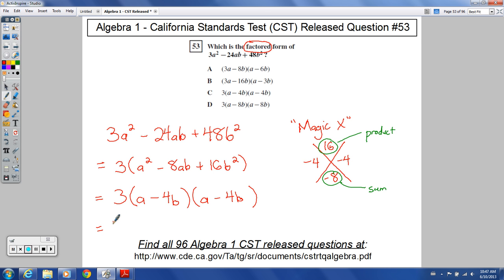Another way to write this, you could actually write this as a minus 4b times itself, since it's the same factor again. But looking at our answer choices, this is the form they have it in, but this would be an equivalent way to write it. So number 53, all that said, is choice C.